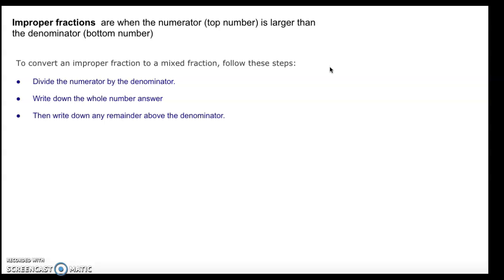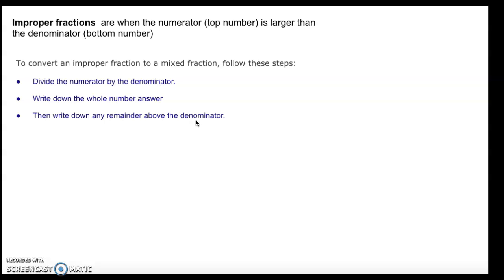So, what's an improper fraction, in case we forgot? Improper fractions are when the numerator, the top number, is larger than the denominator, which is the bottom number. So, what do we do when we see an improper fraction? Well, we need to convert it into a mixed fraction. We do that by dividing the numerator by the denominator. And then you write down the whole number as the answer, and then you write down any remainder above the denominator.